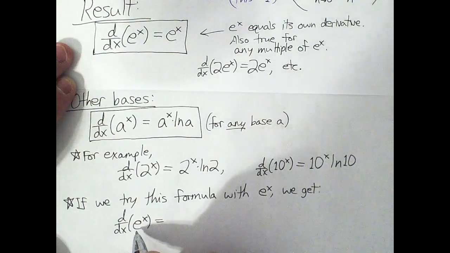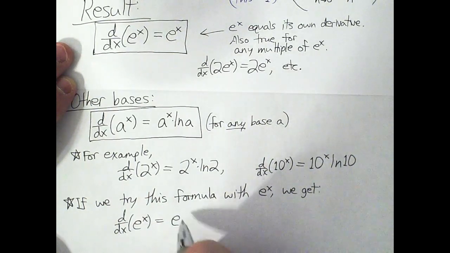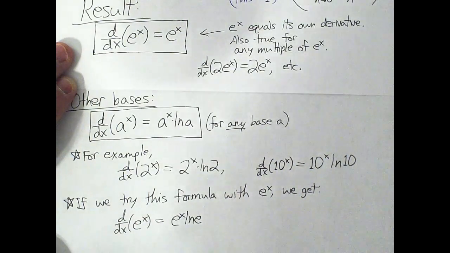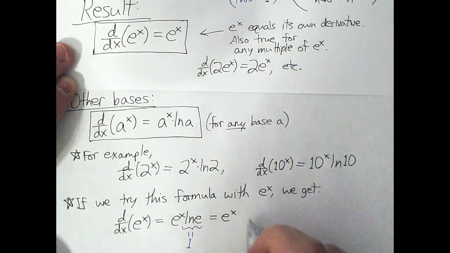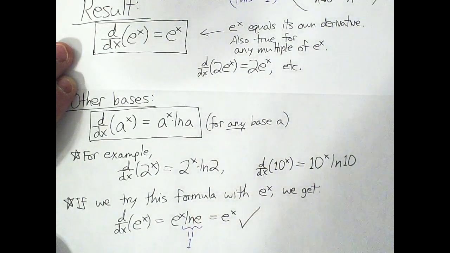In this case, a is equal to e, so we would get e to the x times ln e. Is that the answer? Well, yeah, actually, look at this. ln e is equal to 1. So this does get us e to the x, which is what we were expecting.